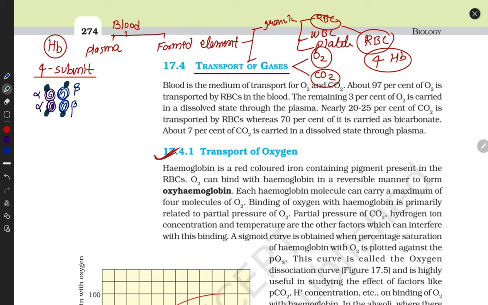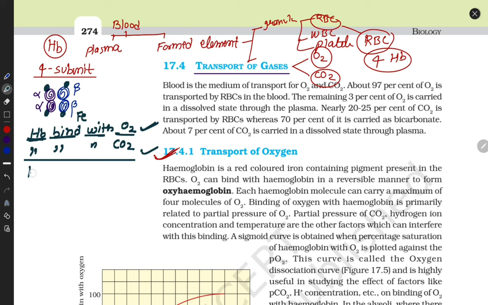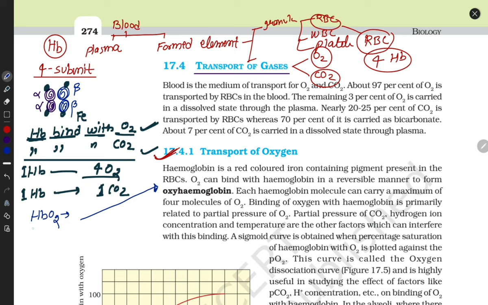Okay, so each hemoglobin binds with oxygen. Hemoglobin also binds with CO2, but it shows higher affinity towards oxygen. At one time, one molecule of hemoglobin binds with 4 oxygen molecules, and at one time, one hemoglobin binds with one molecule of CO2. When hemoglobin binds with oxygen, we call it oxyhemoglobin. And if hemoglobin binds with CO2, we call it deoxyhemoglobin.